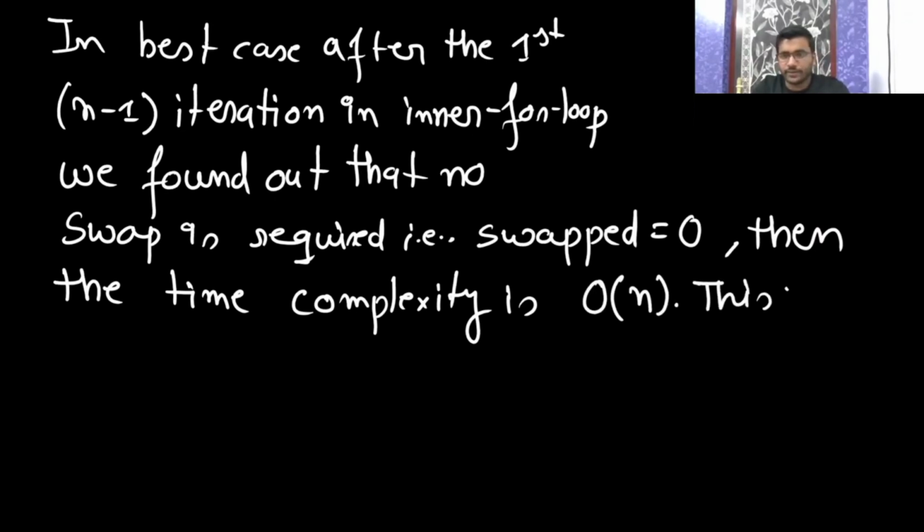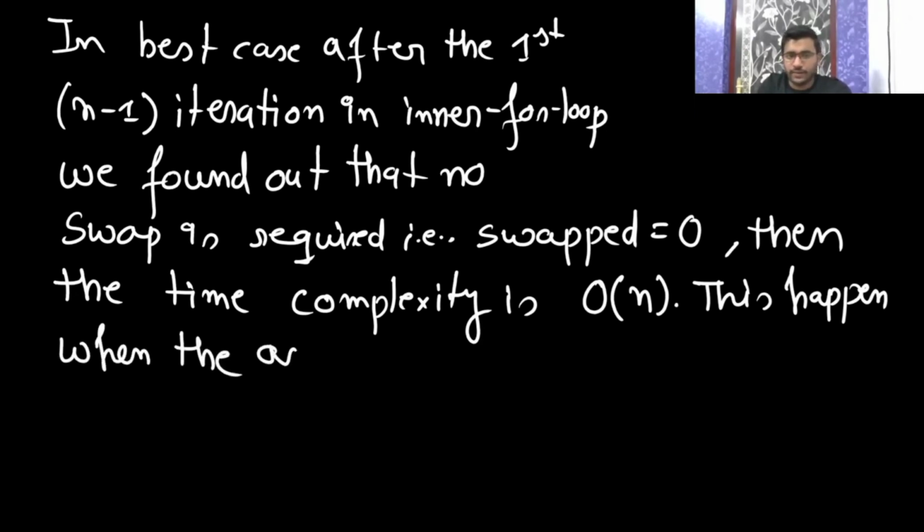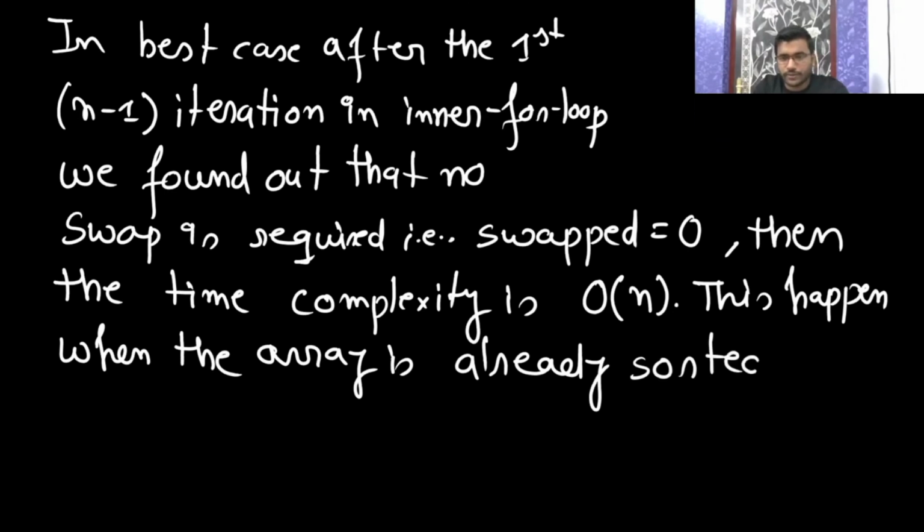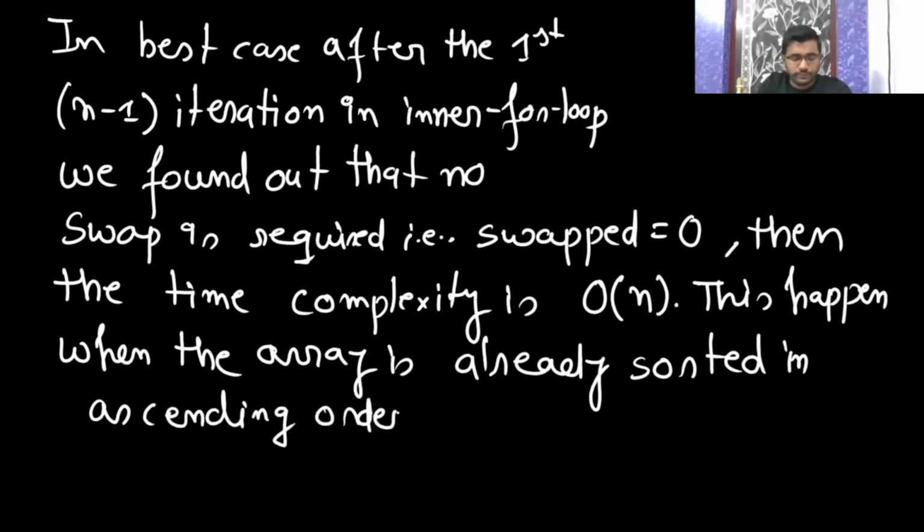This happens when the array is already sorted in ascending order. Now if you are doing, after the second and third iteration, if I ask you that after the third iteration the swapped value is now 0, what is going to be the time complexity?